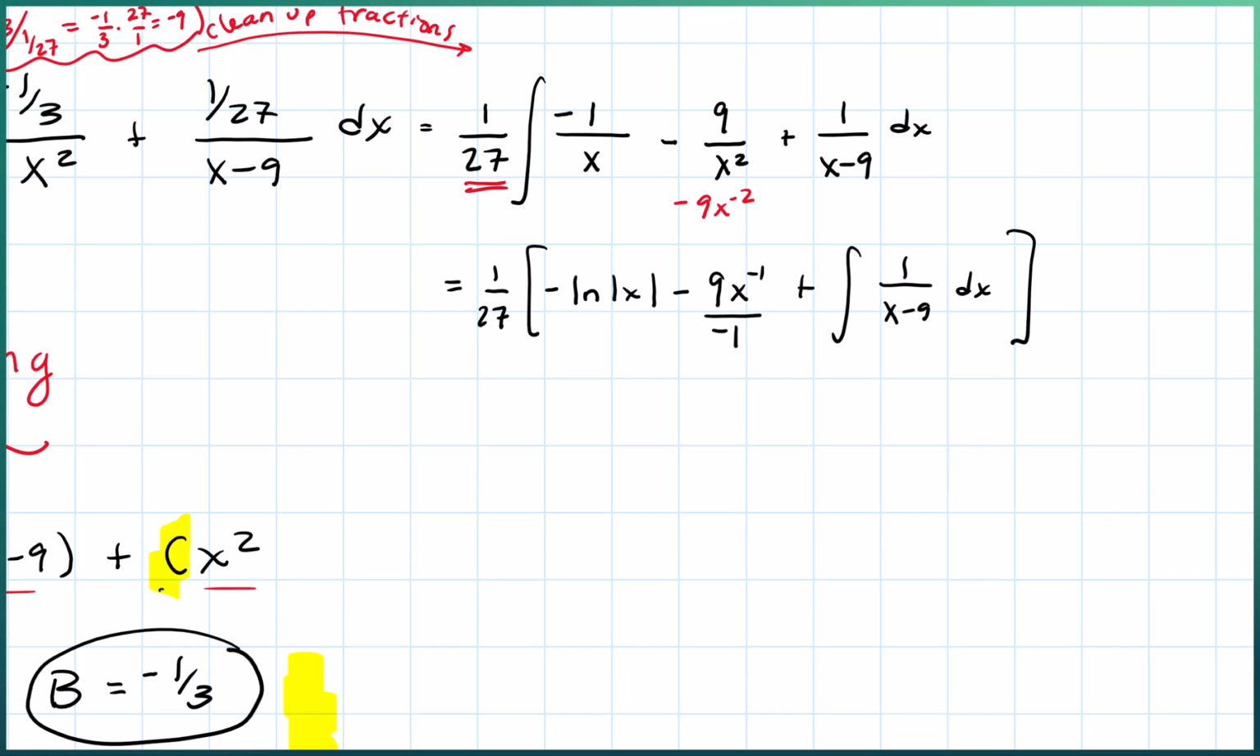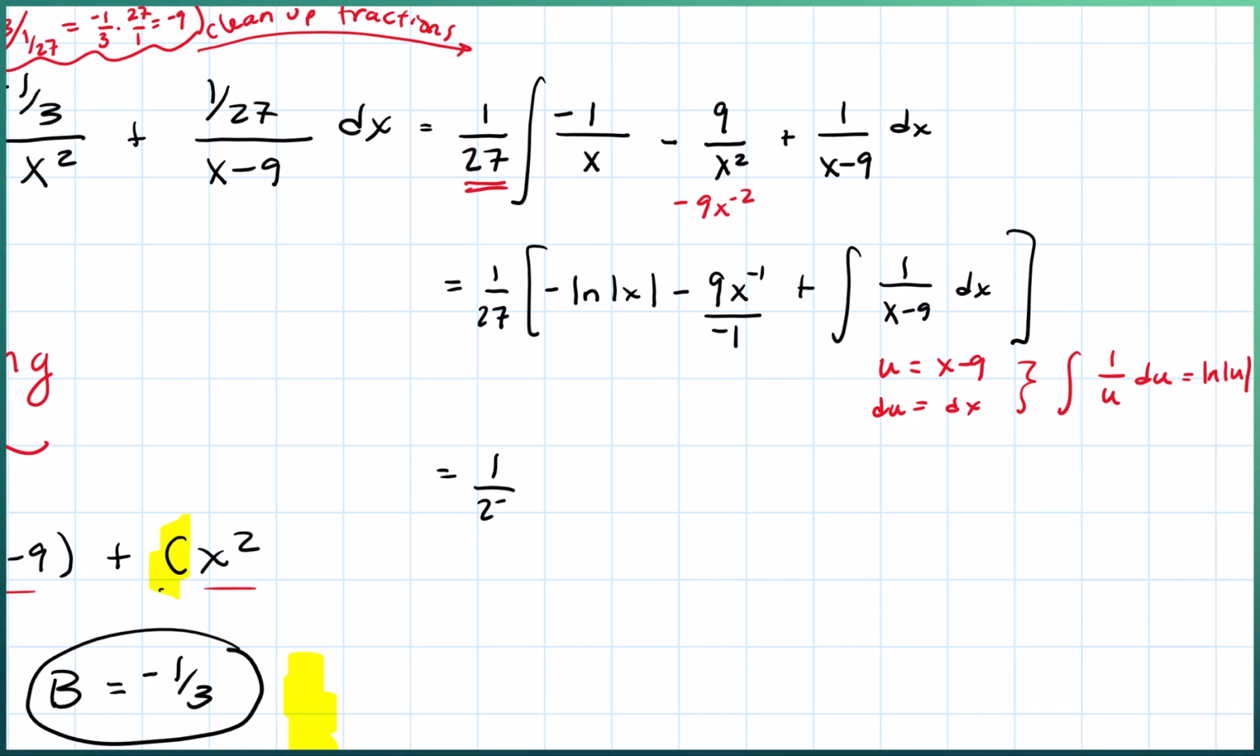When I integrate that, I'm going to use a quick little u sub. u equals x minus 9. My du is just dx, so that becomes the integral of 1 over u du, which is the natural log of the absolute value of u. So I'm going to jump right into that and plug it in. I did that quick little u sub off to the side just so you can see that.